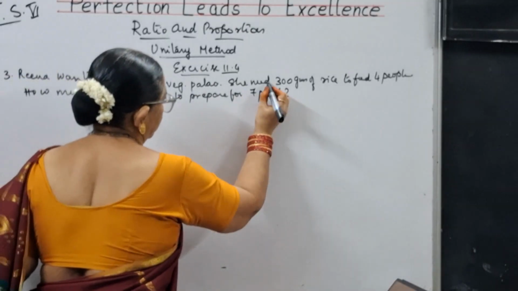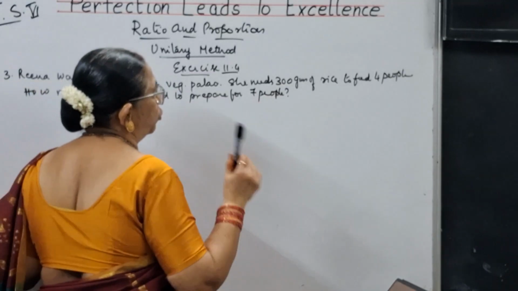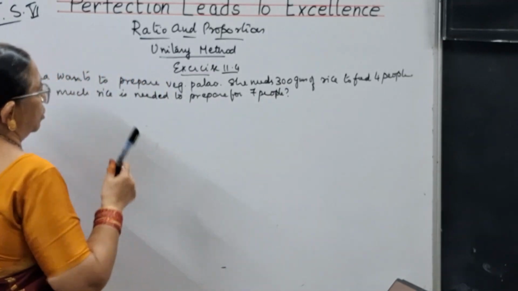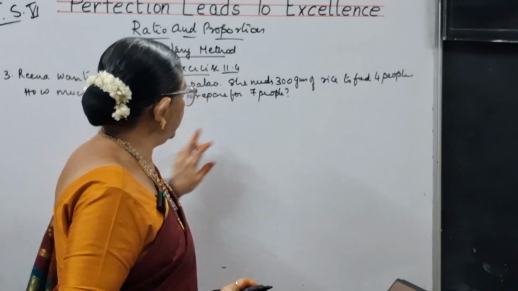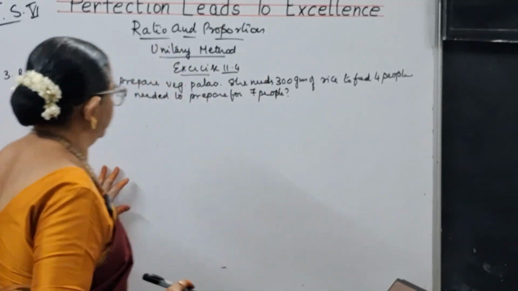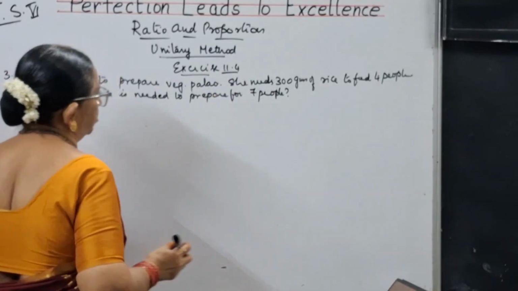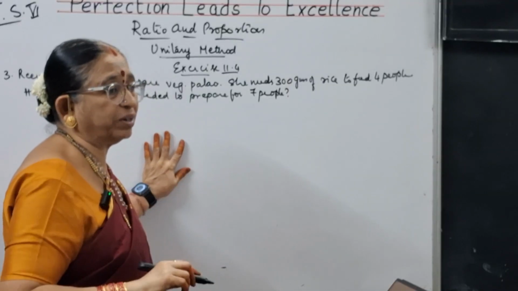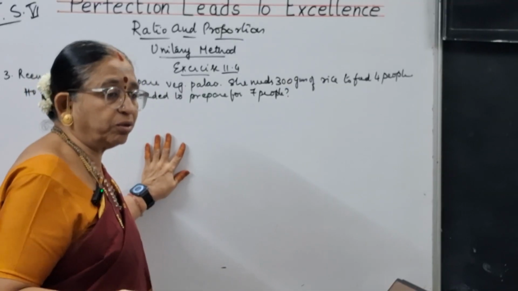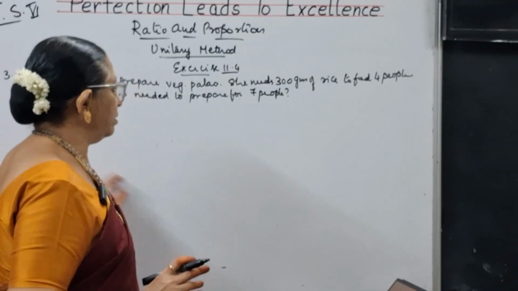She needs 300 grams of rice to feed 4 people. So, if she wants to cook vegetable palav for 4 people, she needs 300 grams of rice. Now, how much rice is needed to prepare for 7 people? Suppose suddenly she got 3 more guests. So, total 7 people she has to prepare for. So, how much rice does she need?